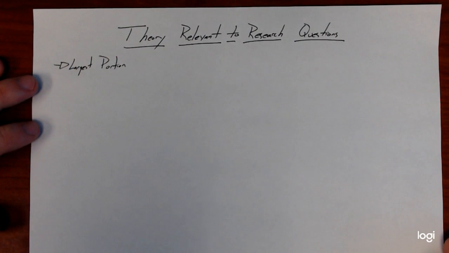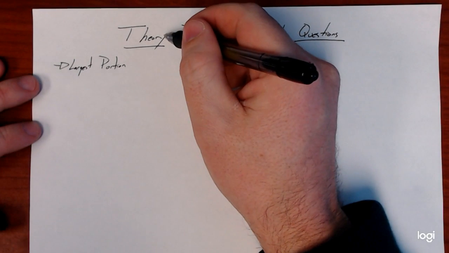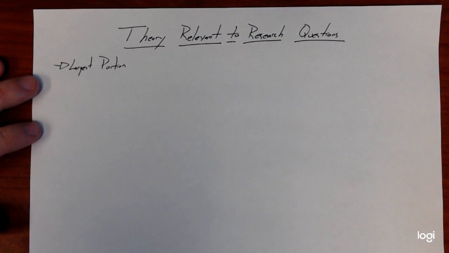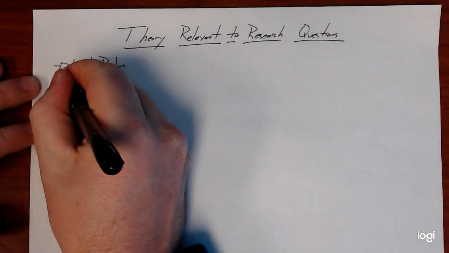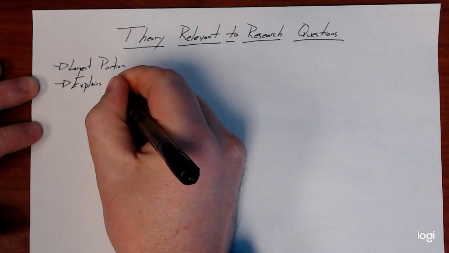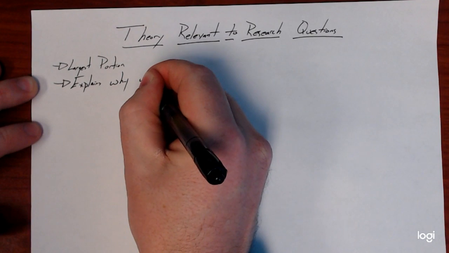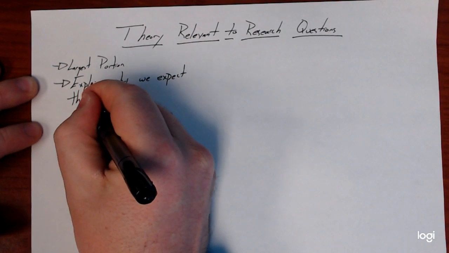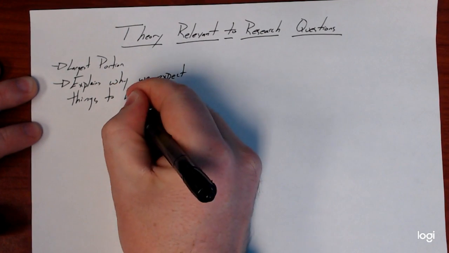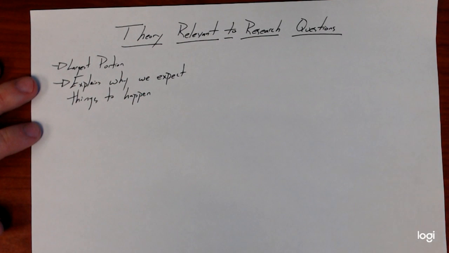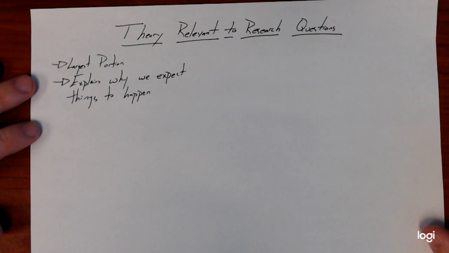Right? So when we think about this, this says theory, but we're going to have multiple theories associated with that. And by theory, we're just simply thinking now, like, what explains why we expect things to happen. Okay? So as we look through there, we're going to have our hypotheses associated with this.